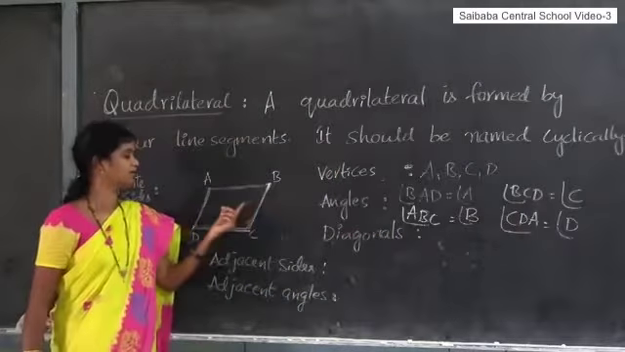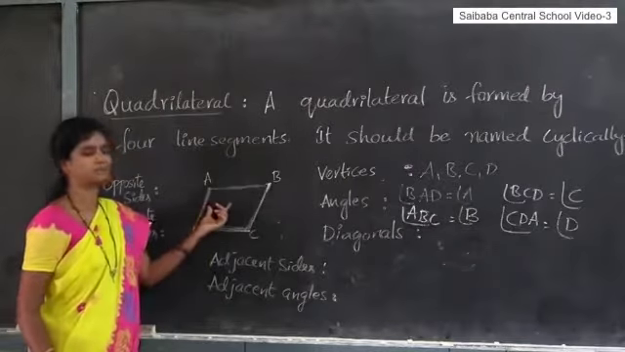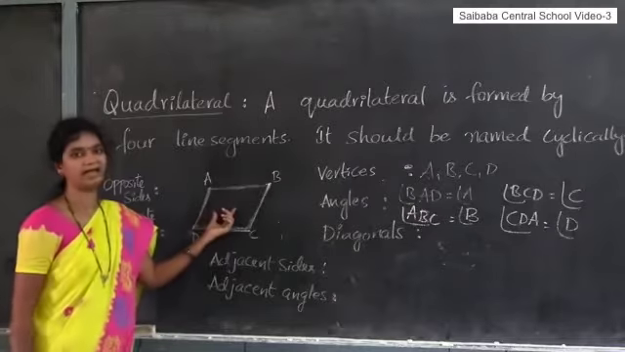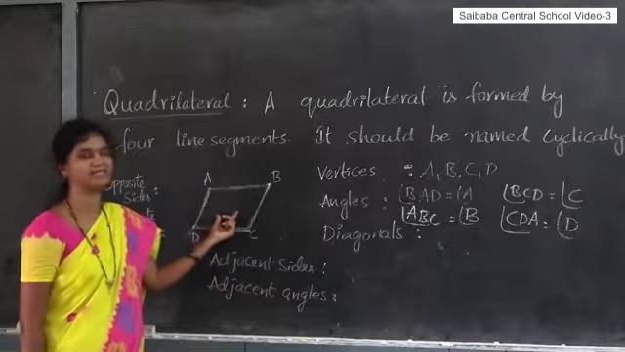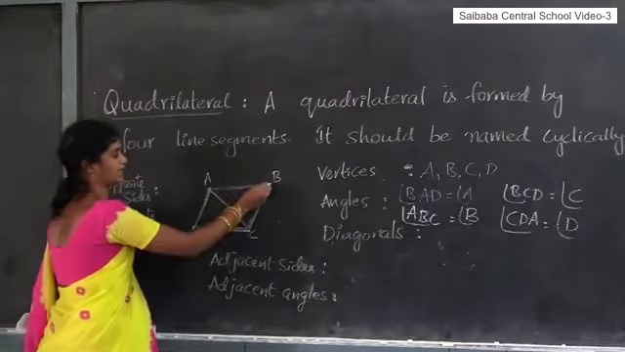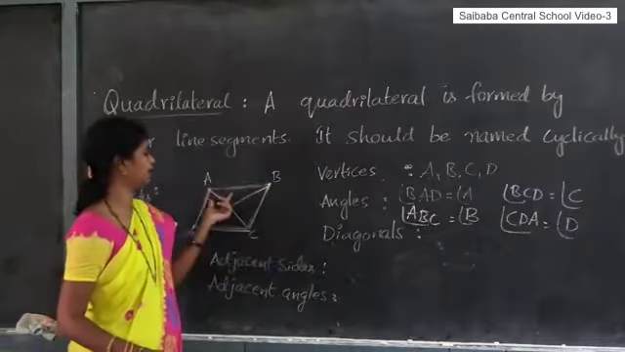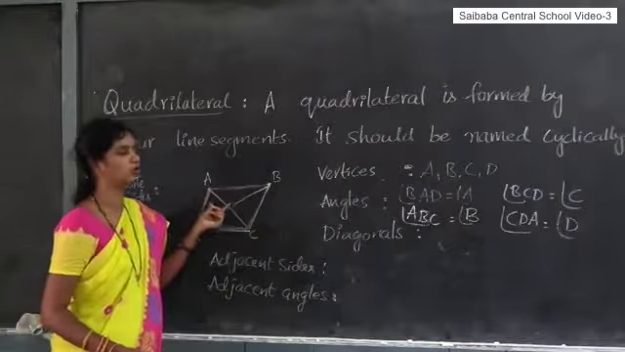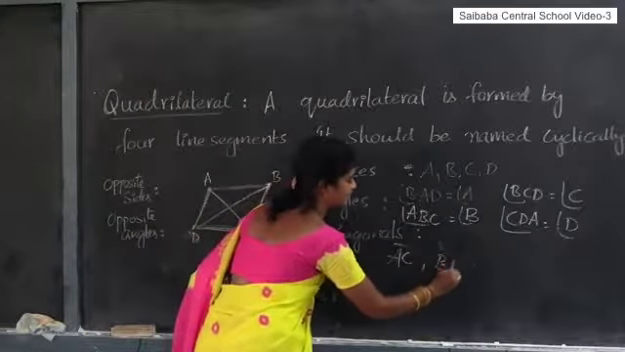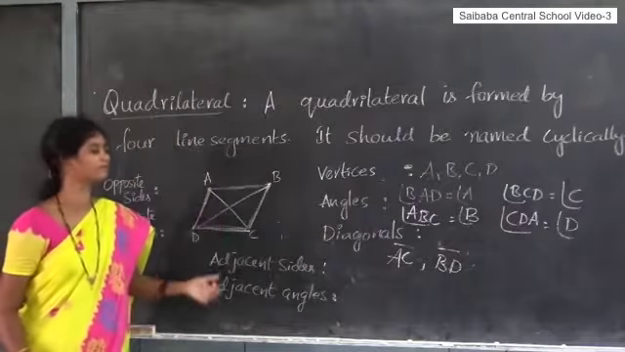And here one more part, that is the diagonal. As I explained in the previous video, what is a diagonal? The diagonal is the line joining non-adjacent vertices. So here AC is one diagonal and BD is another diagonal. So how many diagonals are there for a quadrilateral? Two diagonals, AC and BD. These two are the diagonals of the quadrilateral.